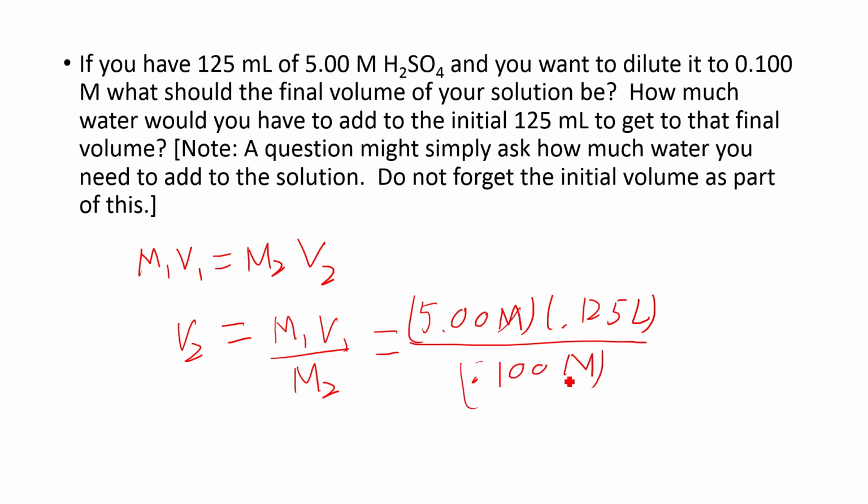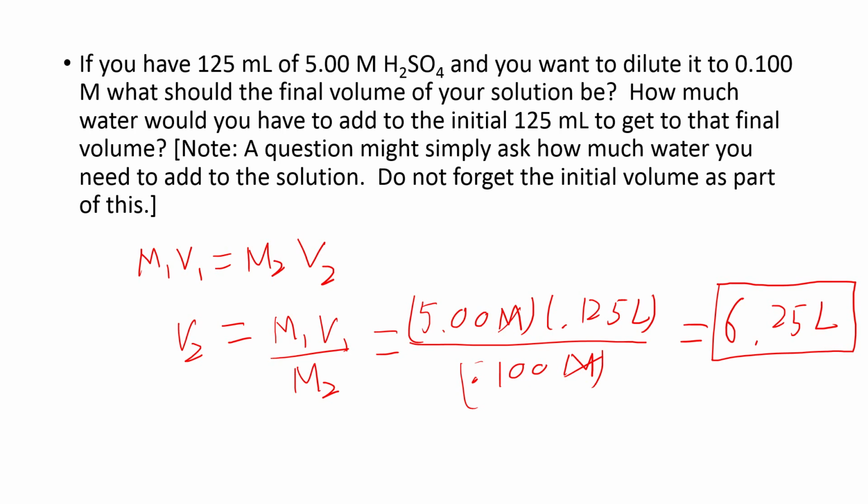Our molarities cancel, and we're going to be left with liters, like you would expect. So 5 times 0.125 divided by 0.1. Our new volume of our solution, we're going to have 6.25 liters to be able to get this new concentration of 0.1. You'll notice it's a fairly significant increase, and that makes sense because we're going from this very concentrated 5 molar to 0.1 molar. So we've got to add a lot of water to that.